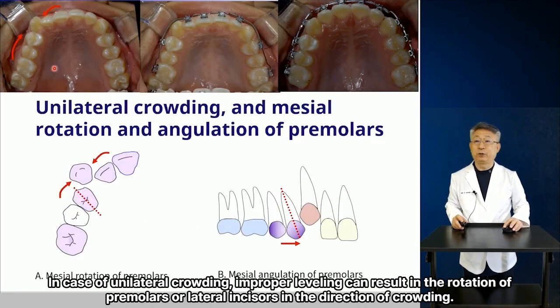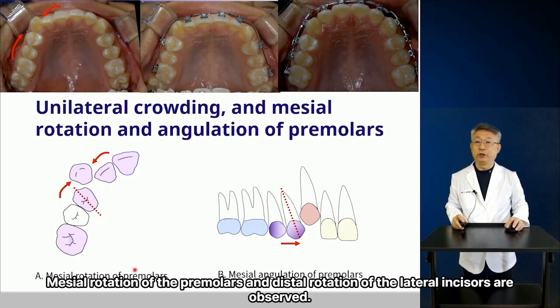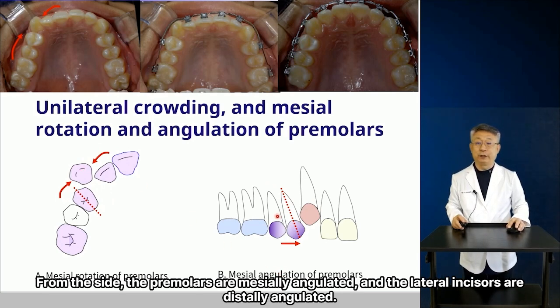In case of unilateral crowding, improper leveling can result in the rotation of premolars or lateral incisors in the direction of crowding. Mesial rotation of the premolars and distal rotation of the lateral incisors are observed. From the side, the premolars are mesially angulated, and the lateral incisors are distally angulated.